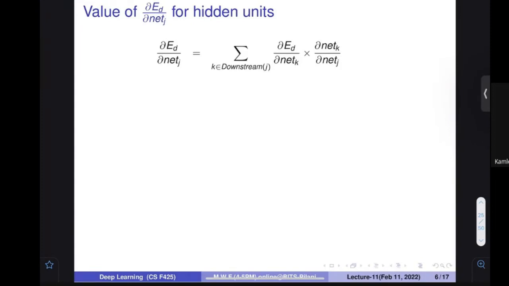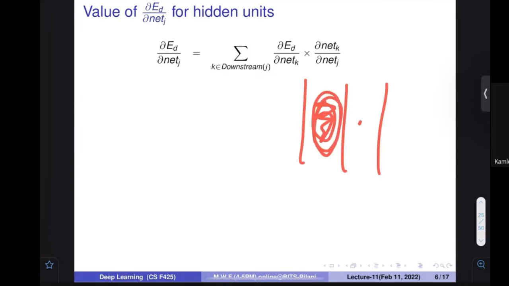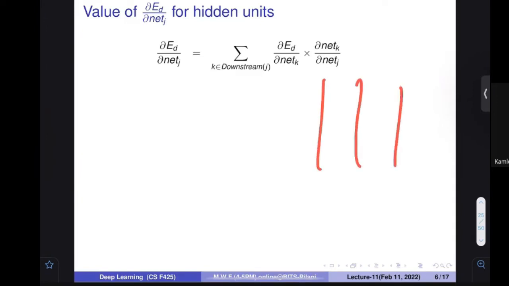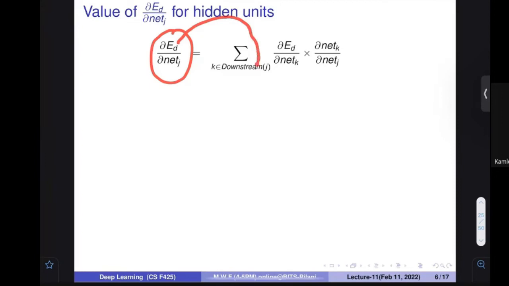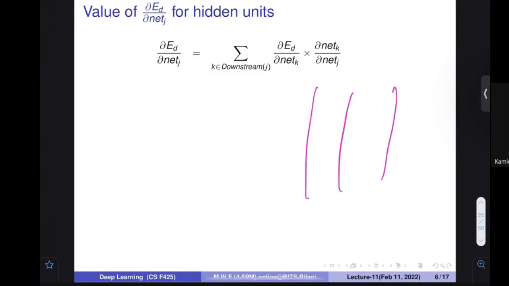In this second part of the proof, we try to find the value of these parameters for the setting where you are inside the hidden unit. When you are inside the hidden unit and you want to find del E upon del net j, you know that any unit has multiple outputs. So for all those outputs, you have to find the summation. You find this particular quantity for all the units which are in your downstream. Downstream means, once again, if you pick any neuron, you see to whom it is going to be connected. This is what the downstream of j is.